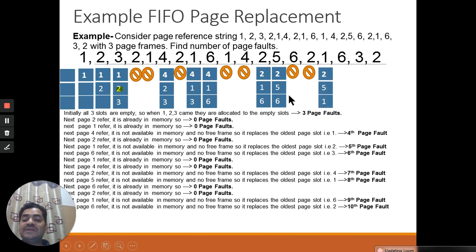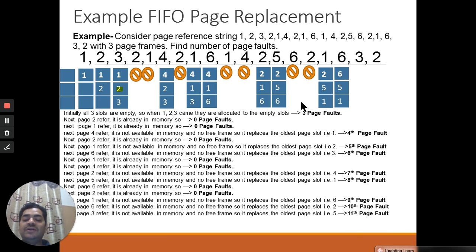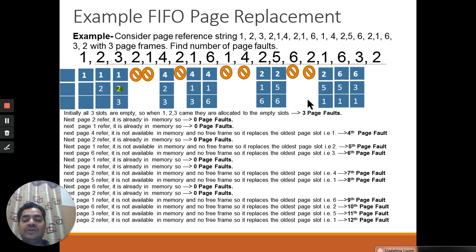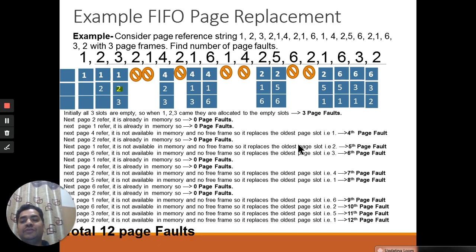Now page 6 is referred. It is not in the memory. It is replaced with the 2 as 2 is the older one. Next page 3 is referred. It is not in the memory and it is replaced with the 5 because 5 is the oldest one. Next page number 2 is referred. It's again not in the memory. So we free a frame, and it is replaced with the 1. So this is the final. All pages are referred and memory allocated. So there are 12 page faults which we calculate.